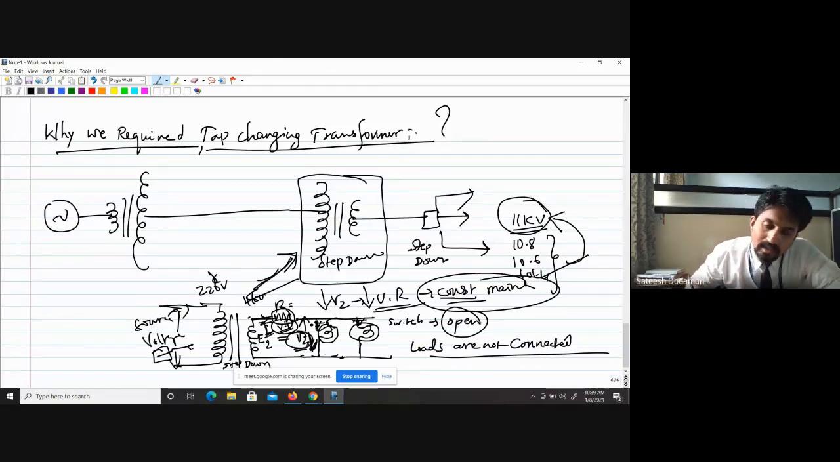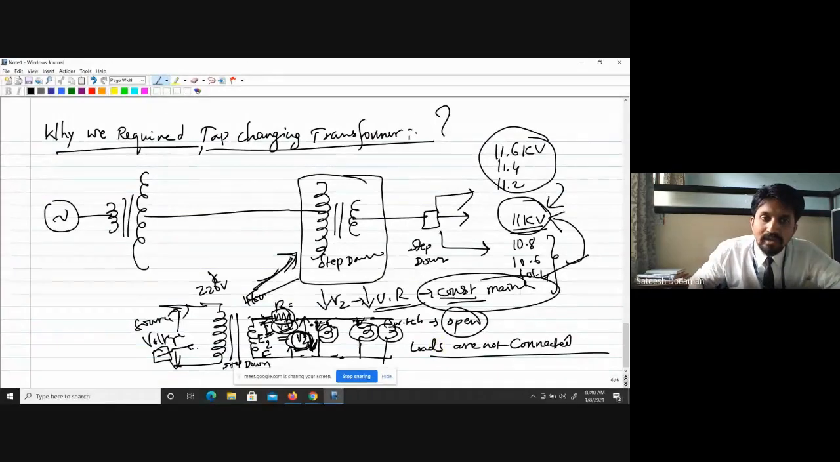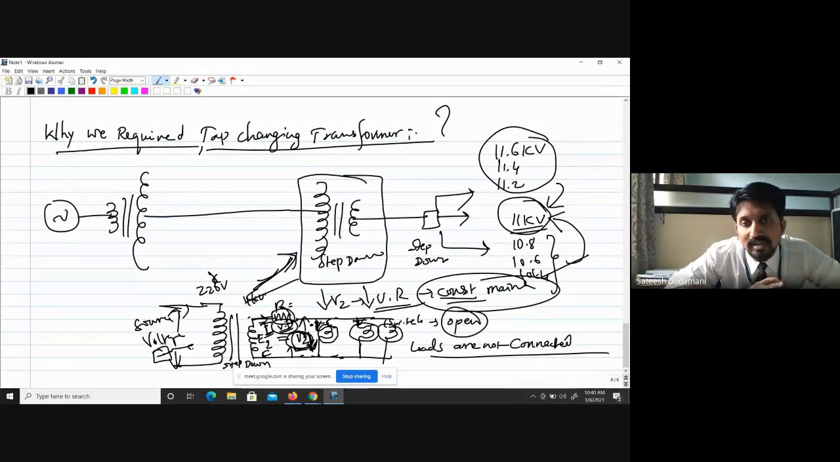Otherwise, in the reverse case also you can consider, whenever there is no load on the transformer, what happens? V2 may increase more than this E2. That means it may become 11.2, it may become 11.4, or it may become 11.6 kilovolt. And this we also don't want. We have to maintain 11 kilovolt. So to maintain this 11 kilovolt, we are using the tap changing transformer to maintain the constant voltage at the step down substation.